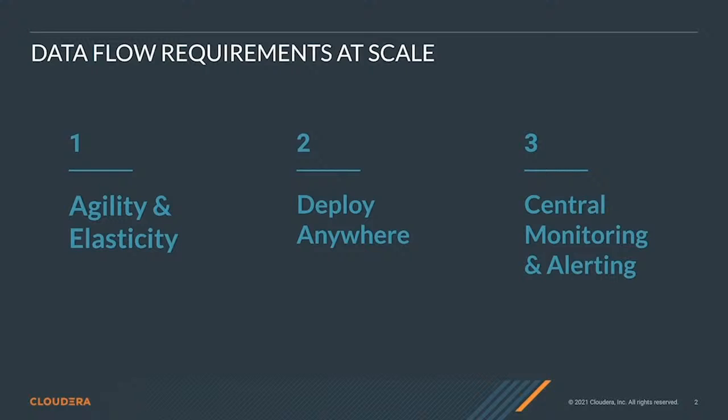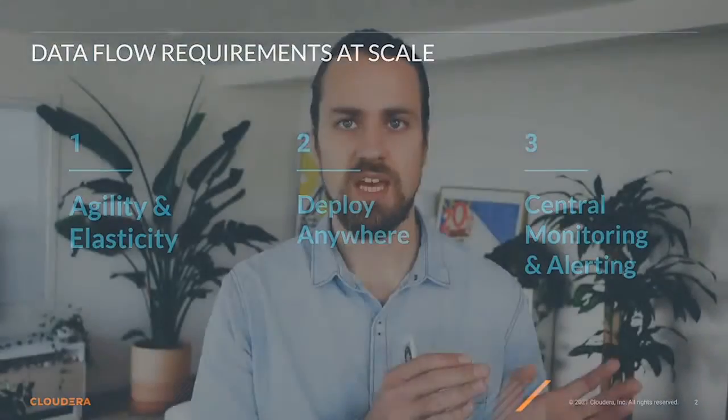And once you're in that hybrid, multi-cloud world, where your data flows are running in completely different environments, central monitoring and alerting becomes critical. You don't want to have a local monitoring console on cloud A and another one on cloud B. You want to have that central dashboard across cloud providers, showing you the health and performance of your flows.